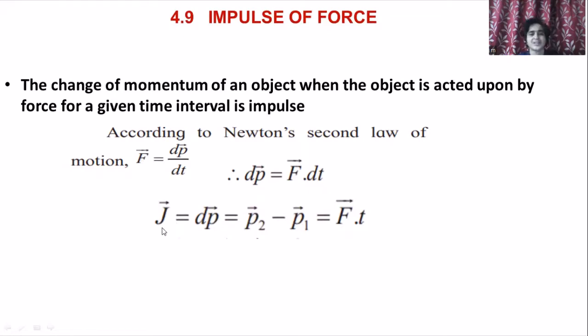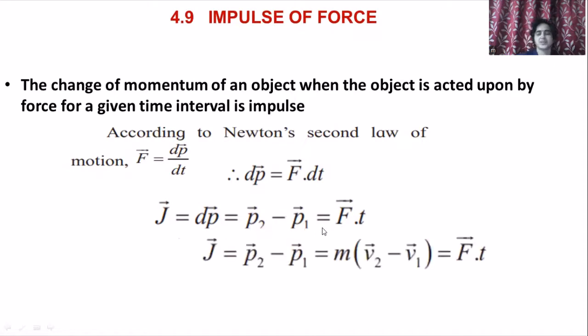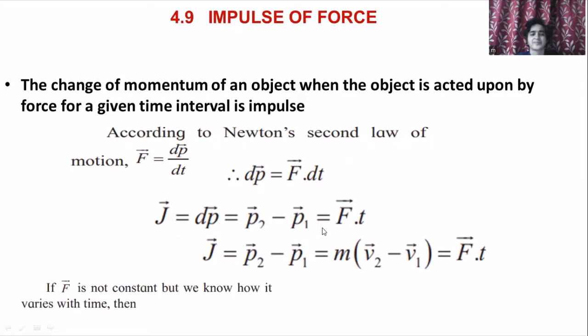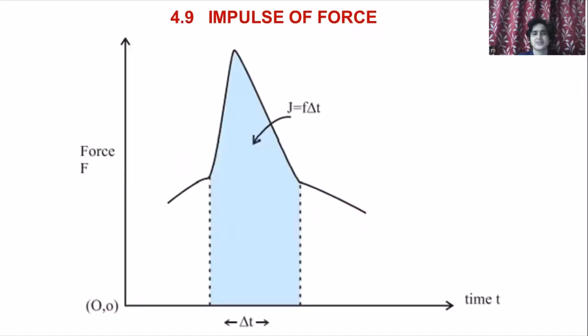It is given a new symbol J. So J is equal to force into time, is equal to dp, that is change in momentum, p2 minus p1, is equal to mv2 minus mv1, is equal to force into time. If force is not constant and it is a varying quantity, then J can be found out by integration of F into dt. This is the graph of an impulse of a force. Force versus time graph is plotted, and the area under this curve gives you J, that is force into time.